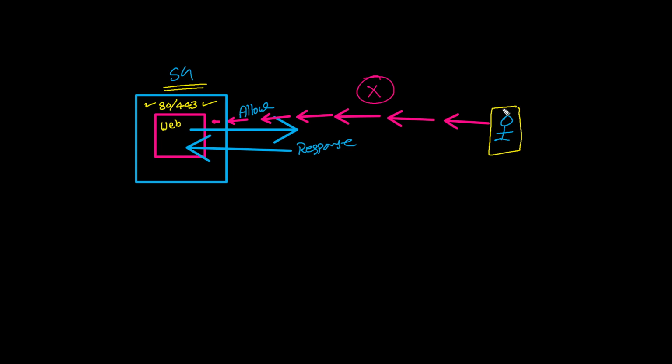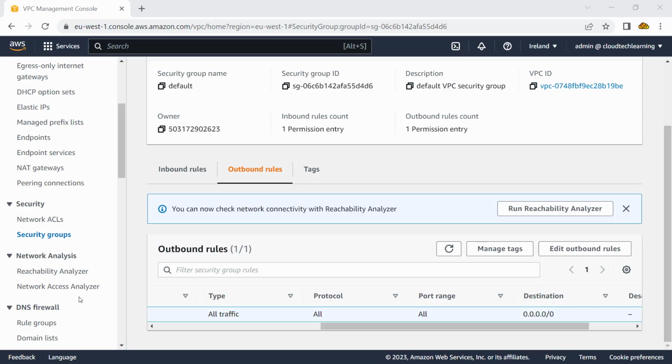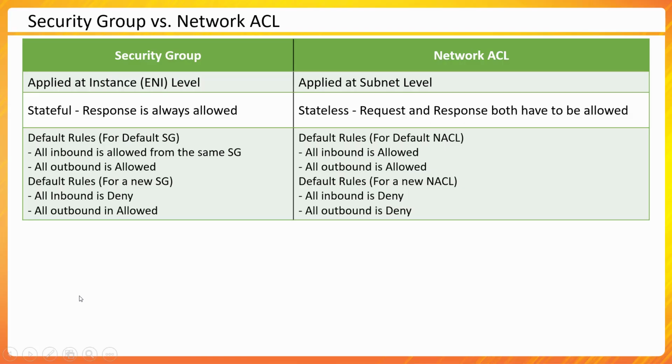Okay. So let me go ahead and refer back to our slide deck. What we were discussing was default behavior. Default behavior says that all outbound is allowed and all inbound is allowed from the same security group. That is for a default SG. Now, what if I create a new SG? Let's go ahead and create a new SG and see what happens there. We would be able to relate these things there.